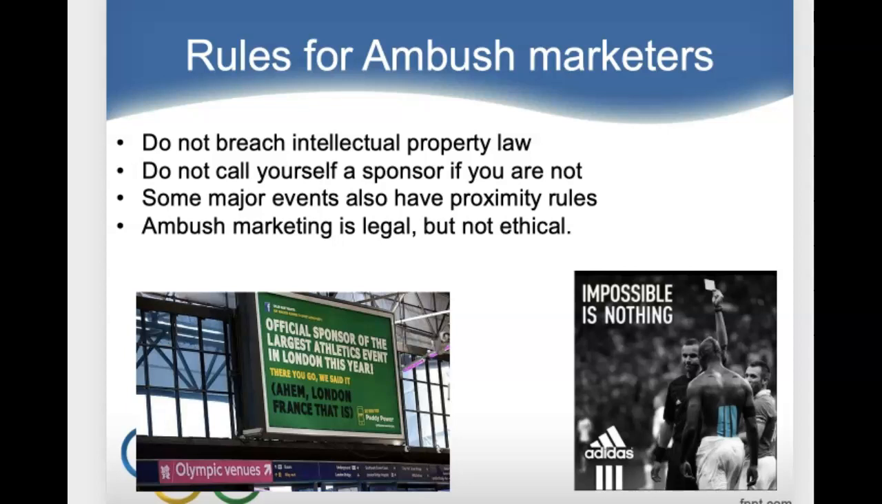Particularly, we'll talk about the IOC, and introduce the rules and regulations. You cannot really mention the Olympic Games in your advertisings, so try to do something unique and different. One pretty interesting example here, right?